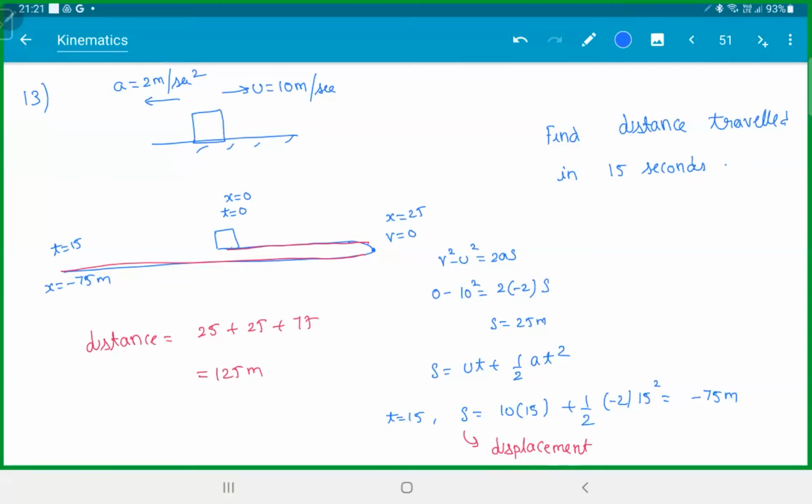If you use ut plus half at square, what you get is displacement. So think logically, at x0, t0, you're at x0. Suddenly you appeared at 25 and suddenly you appeared at minus 75. Minus 75 indicates you're 75 meters behind the starting position. Right, Arjun? Easy? All got this? So be careful. It's not a tough question, but in the exam, when the first option is 75 meters, you see that and you think it is right.